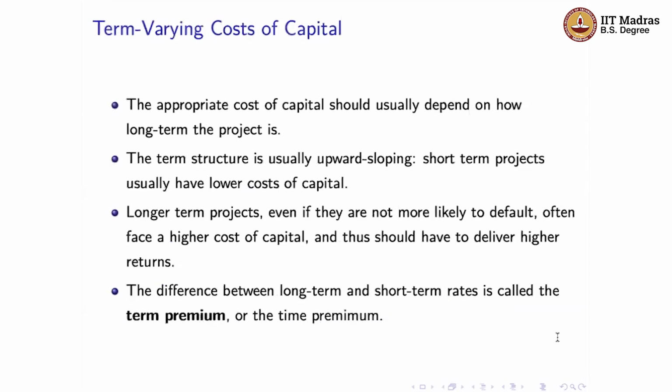Okay, the other lesson that we take away is that the appropriate cost of capital should depend on the duration of the project, right? So if the term structure or the yield curve is upward sloping, and we'll see reasons why that might be the case, the short-term projects have lower costs of capital, because they are not subject to, for instance, the interest rate change risks and so on. And longer-term projects, even if they do not suffer from default risk, often face a higher cost of capital, and thus they have to deliver higher returns, right?